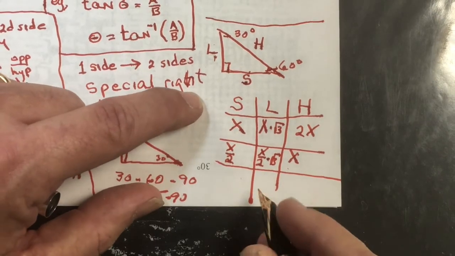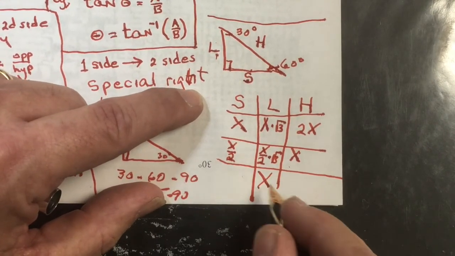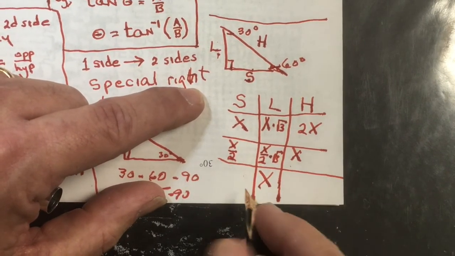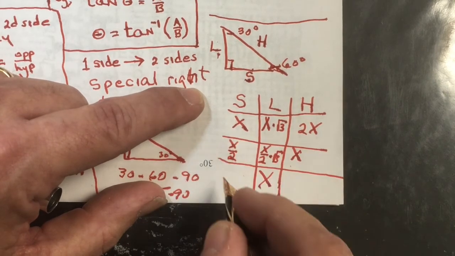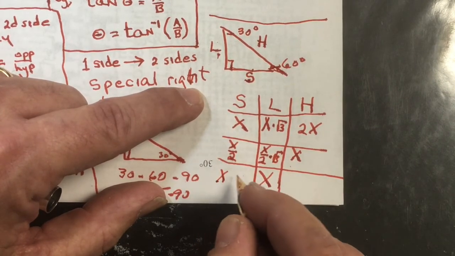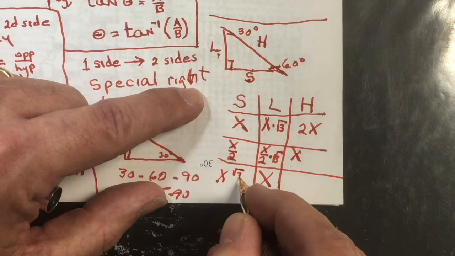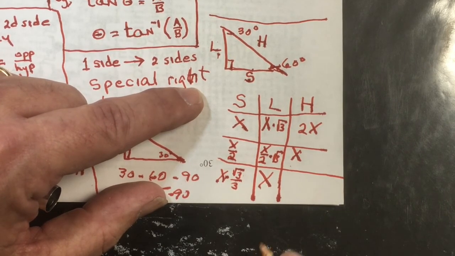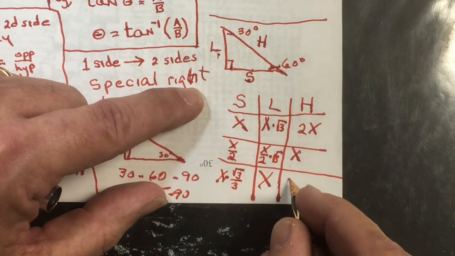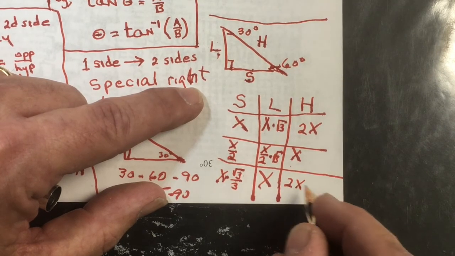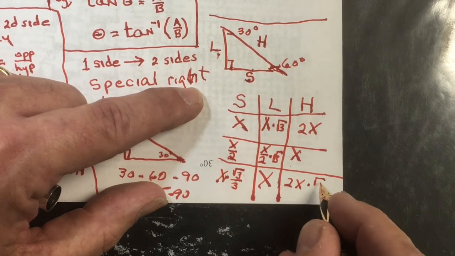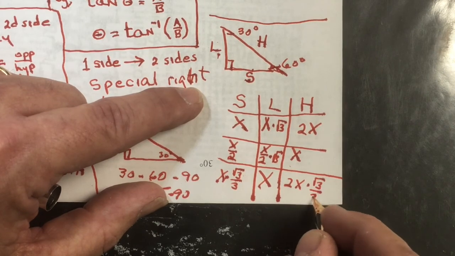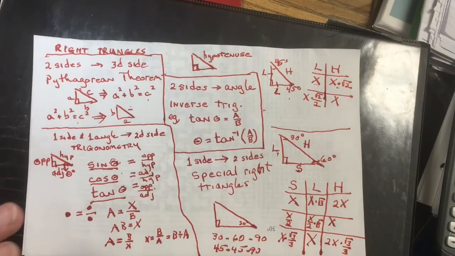Finally, I could give you the long leg. The short leg is that number times the square root of 3 over 3, and the hypotenuse is twice as big as that. So it would be that number times 2. I believe that that is everything you need to know in order to pass this standard.